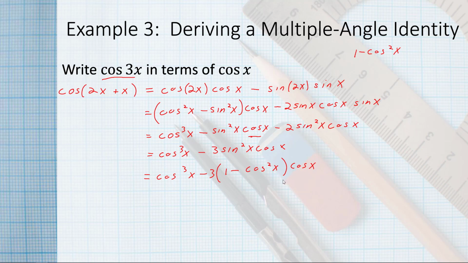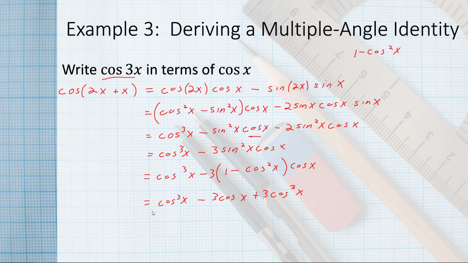Well, we need to distribute again. Let's go ahead and do that. Actually, we need to distribute two ways, but we can actually do both at once. And if we do, we will have cosine cubed x minus 3 times cosine of x, and then minus 3 times minus cosine squared x will give us positive 3 cosine squared, times cosine will give us a cosine cubed, so all this will give us plus 3 cosine cubed x. And now it's looking a little better.